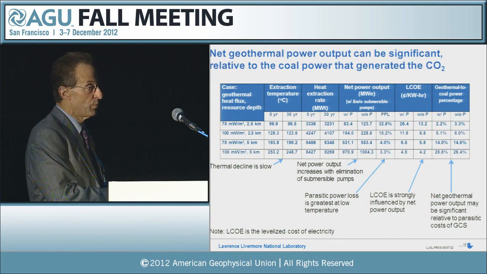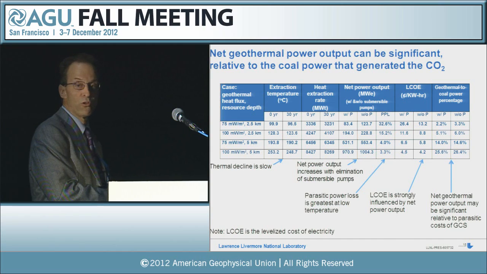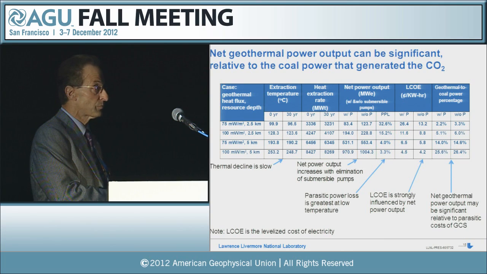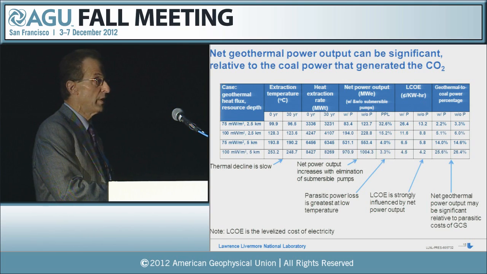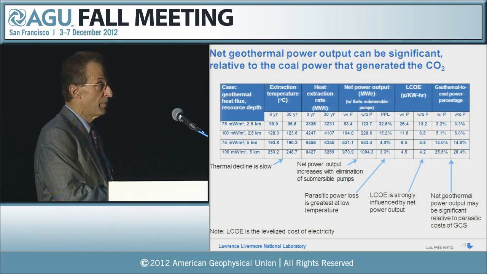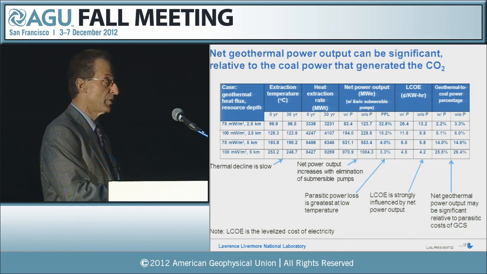It's less than 0.1% per year, which is much lower than what you get in conventional hydrothermal systems, which is on the order of 0.5% per year. We also find that if we can generate artesian conditions and eliminate the need for submersible pumps, we can dramatically improve the net power output by removal of these pumps. And this is particularly true at low temperatures.